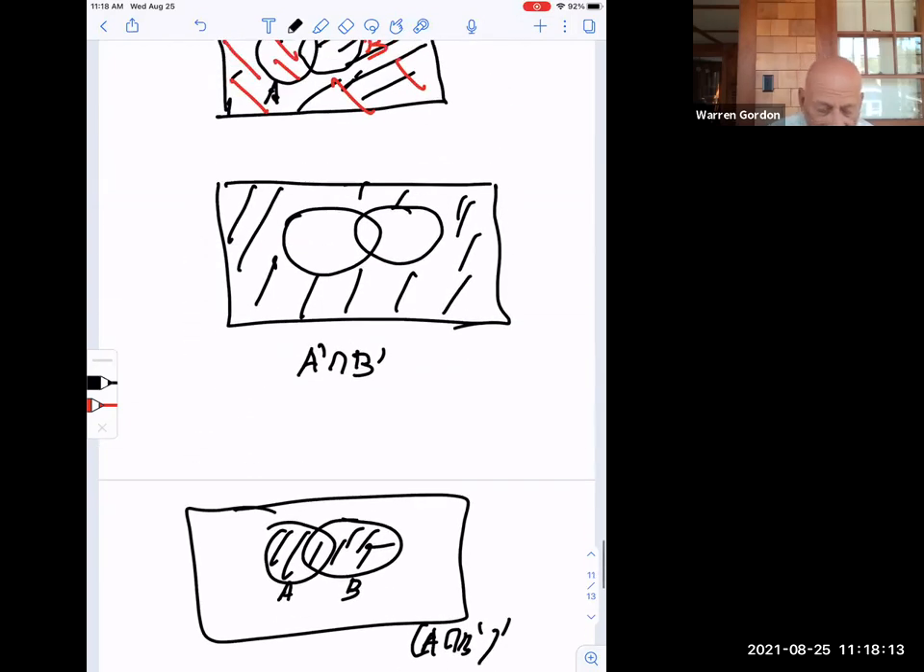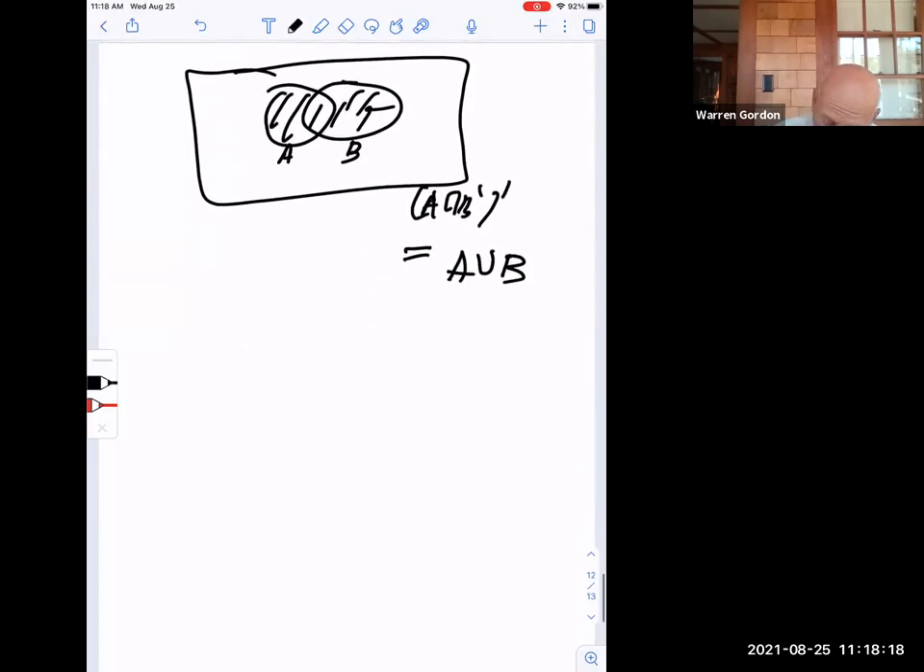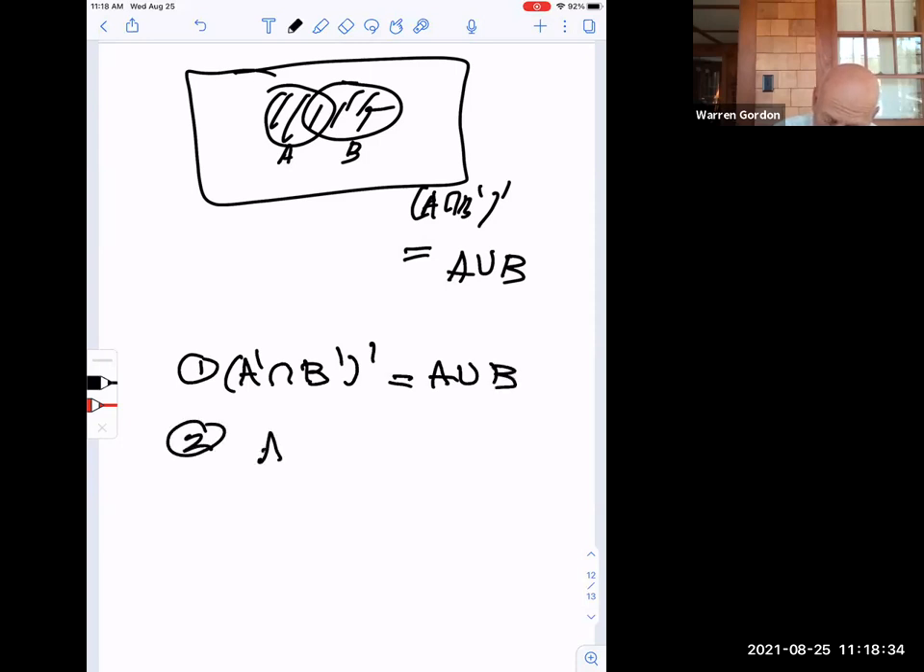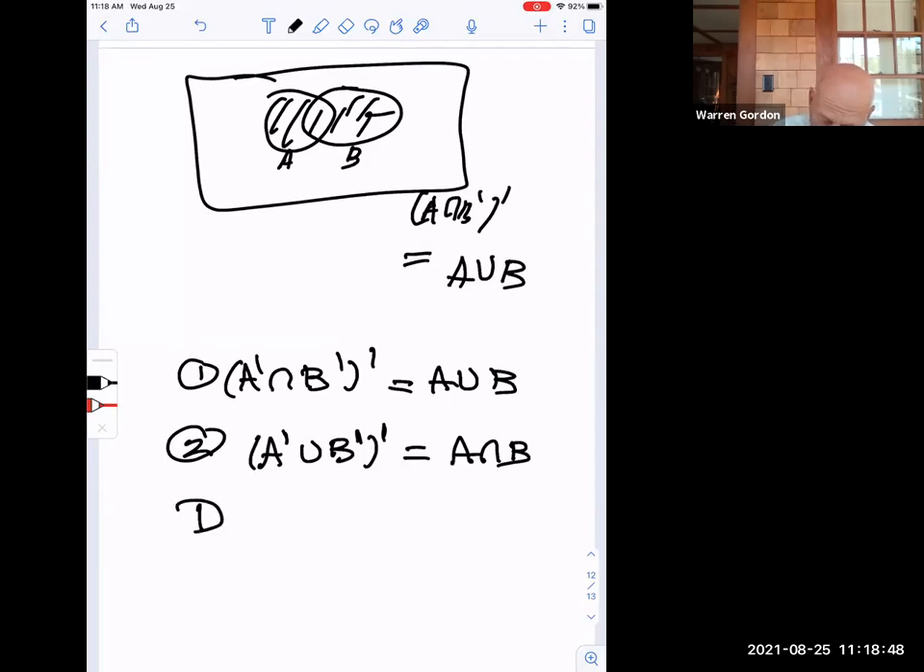So again, what I did is I did this piecemeal and I put this together and I showed by a picture that A intersection B complement is equal to A union B. In the same way, you could show, I leave this as an exercise for you, is A intersection B. And these are called De Morgan's laws.